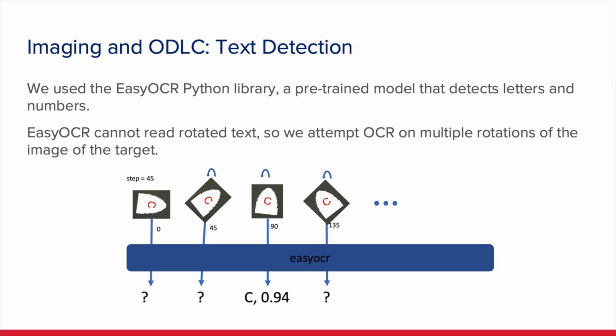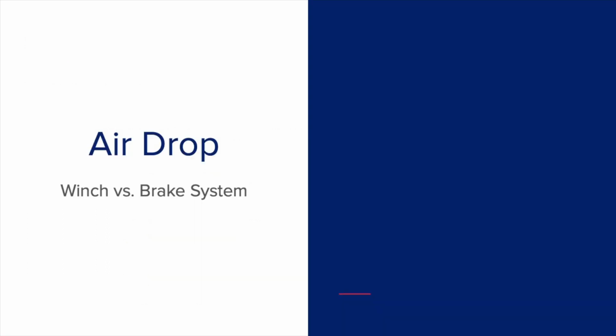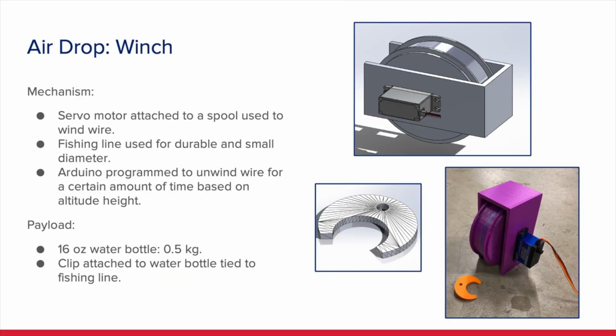We're going to be going over our airdrop mechanism. The first thing we're going to be talking about for this airdrop mechanism is the winch design. The way this works is we have a servo motor attached to a spool used to wind wire, as you can see in the top right. The type of wire we decided to use was fishing line, as it is very durable, but it's also very small in diameter, meaning it doesn't take up as much space in the spool.